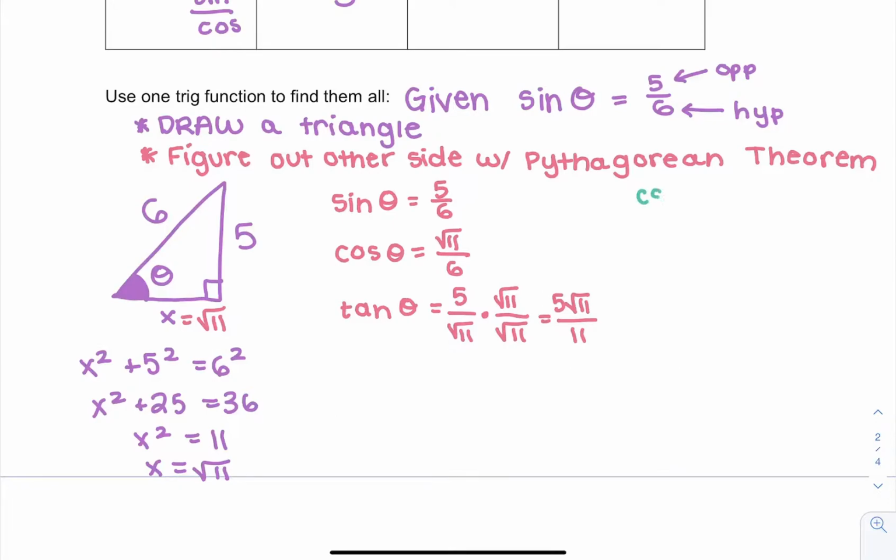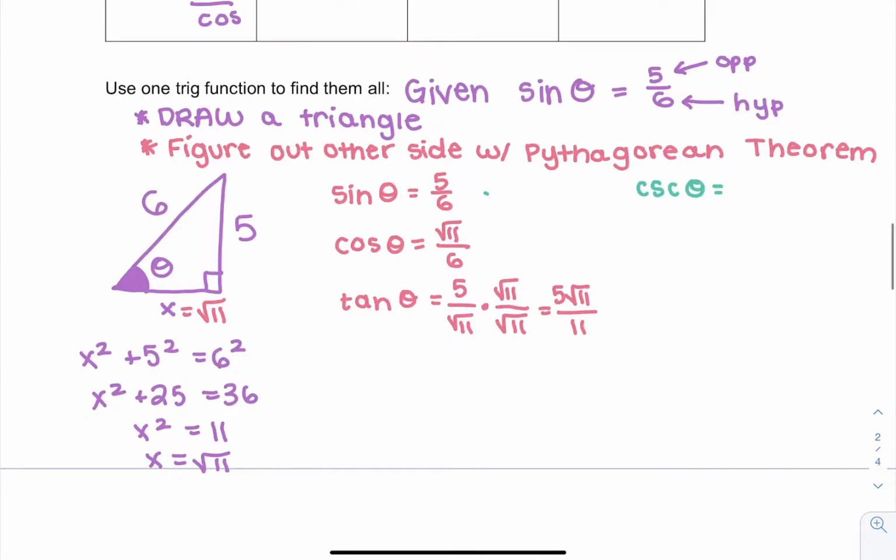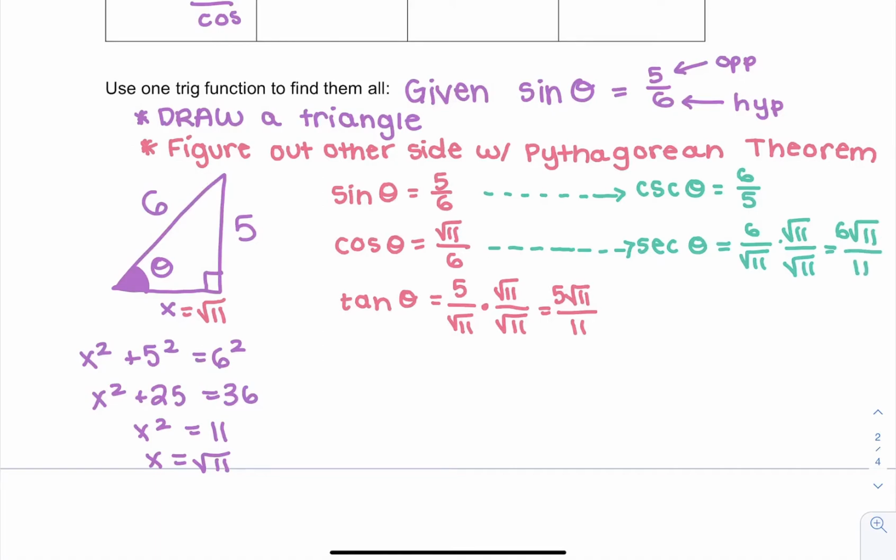We start with cosecant of theta, which is just across from sine, so it's just the flip of what sine is. If sine is 5 over 6, cosecant is 6 over 5. Then opposite cosine is secant of theta. If cosine is square root of 11 over 6, secant of theta is 6 over square root of 11, which we're then going to rationalize by multiplying by square root of 11 over square root of 11. So 6 square root of 11 over 11.